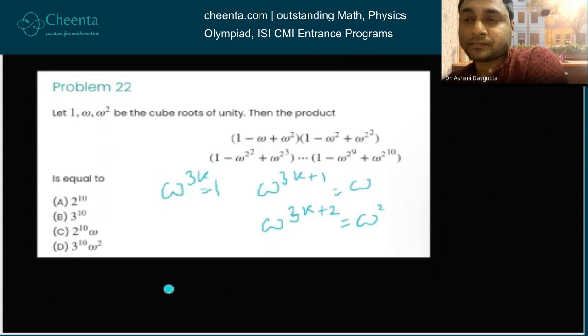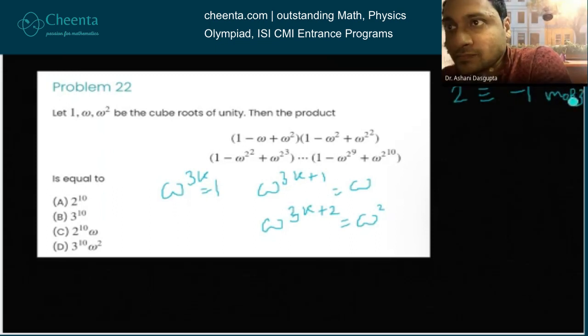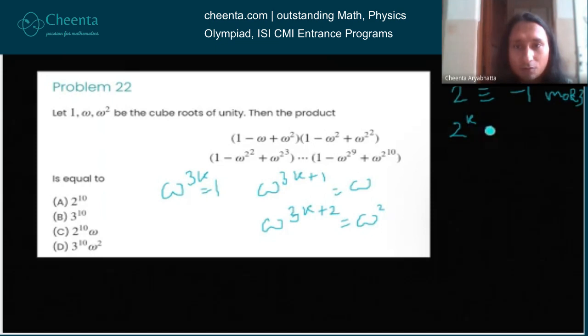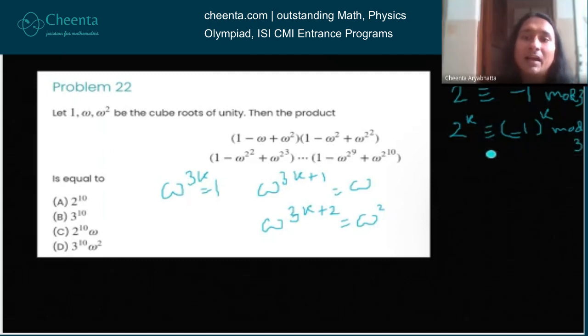So everything depends upon division by 2. Now, 2 power k: 2 is congruent to minus 1 mod 3. So 2 power k is congruent to minus 1 power k mod 3, which is 1 when k is even, and 2 when k is odd.